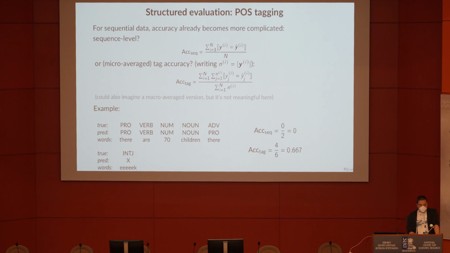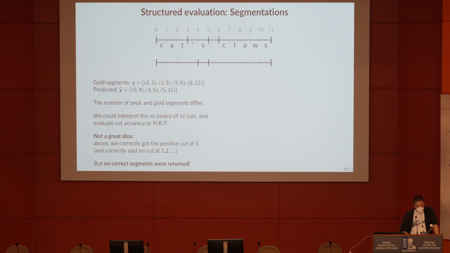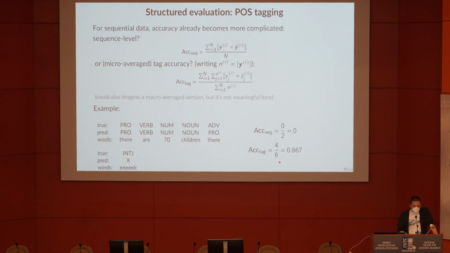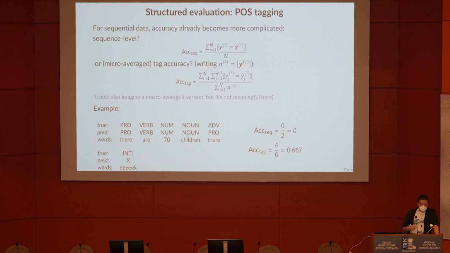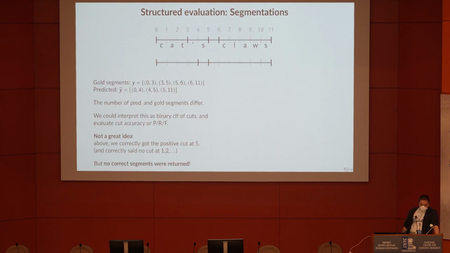But we can also do a tag level accuracy, which basically means treating each position as separate. In that case, we made 2 mistakes, so we have 4 over 6. These are way different, and they tell us different things. So usually tag level accuracy is used for part of speech tagging. You can also do a precision, recall, F1 score at tag level like this.